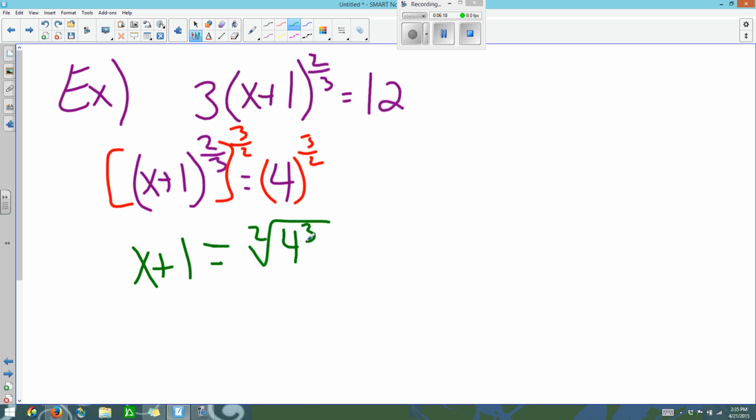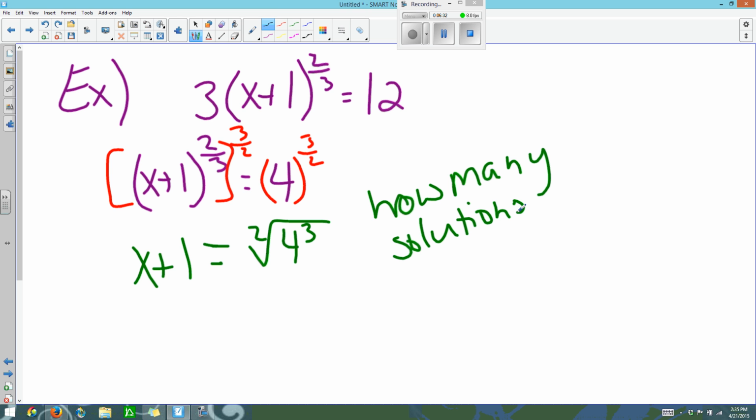Now, when you take an even root, whether it be a square root, a 4th root, or 6th root, recall how many solutions does the even root of a number have? And there's 2. There's a positive and negative. So when you're taking a square root or even a 4th root of some number, you're going to have a positive and negative answer.